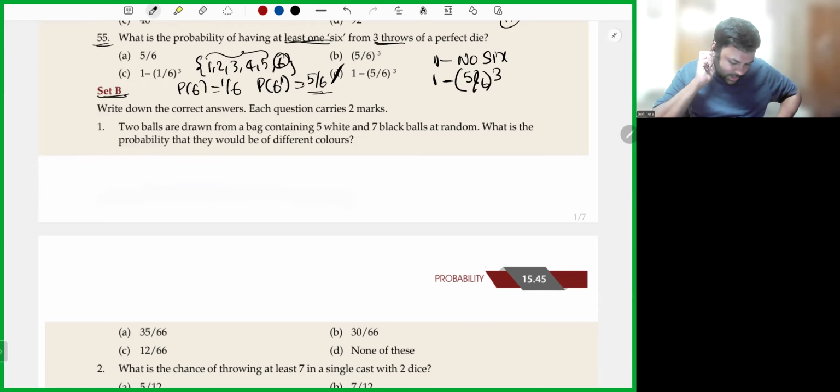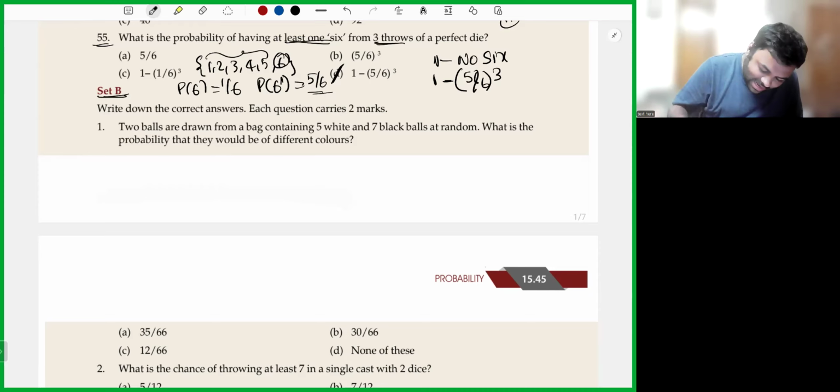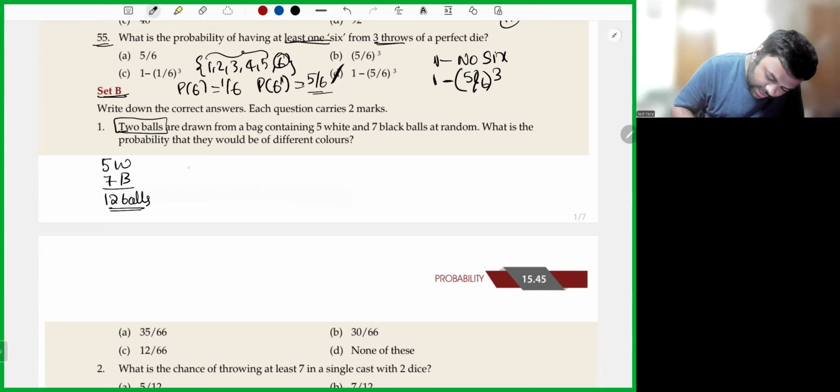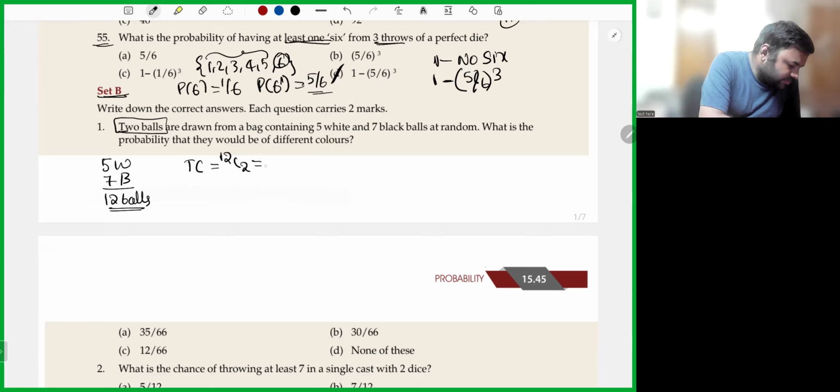He's telling 2 balls are drawn from a bag containing 5 white and 7 black balls. What is the probability that they would be of different colors? You're selecting 2 balls. Okay. There's a bag containing 5 white and 7 black. So total 12 balls are there. What are total cases, my dear friends? 12C2, that is 12 into 11 divided by 2. We have 66.